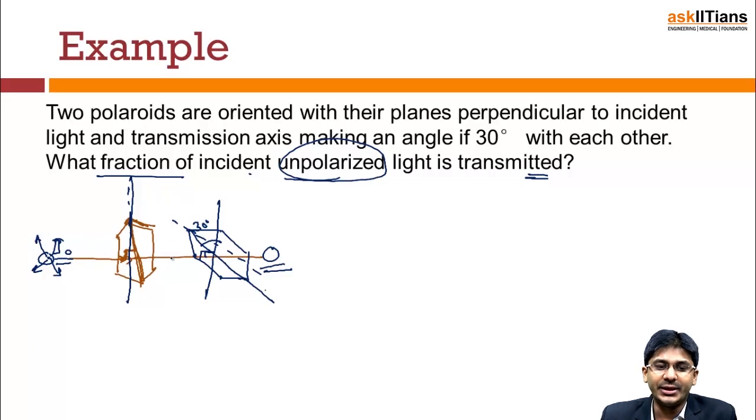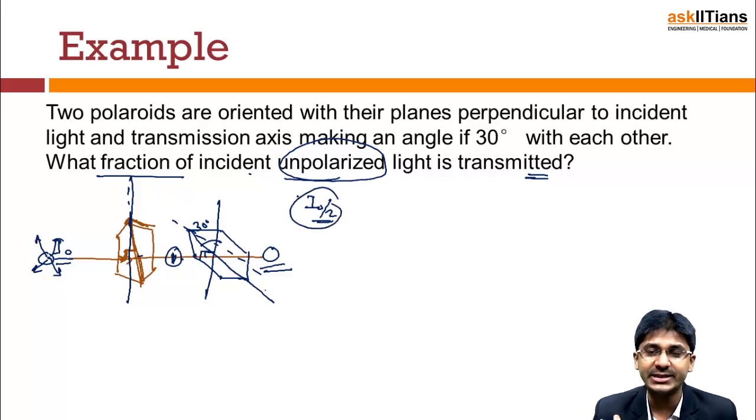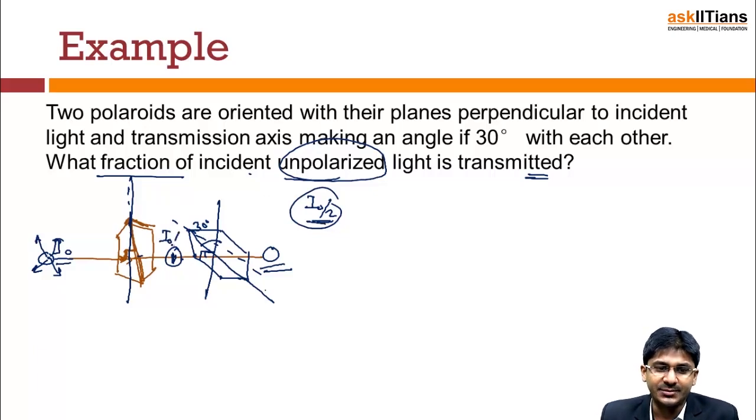So what will happen to the intensity of the unpolarized light when it comes out of this? It's I naught by 2. We saw the average value comes out because it is unpolarized. So if a light is unpolarized, means it has polarization in all the directions, what comes out is I naught by 2. Now once I naught by 2 comes, it passes through this, which has a transmission axis at 30 degrees. That angle is 30 degrees.